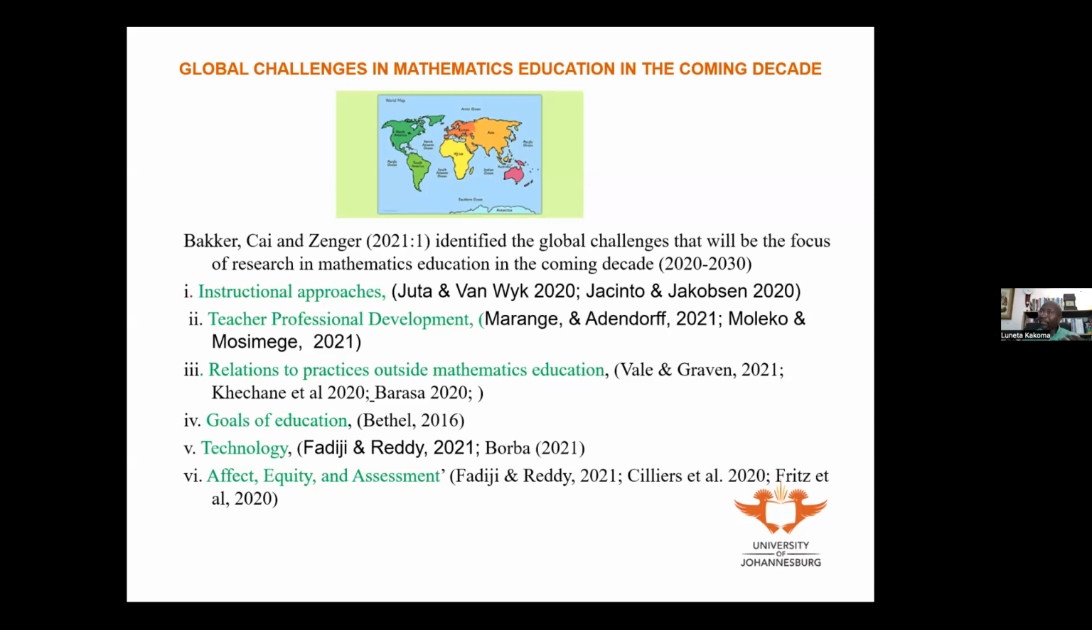And also the efficacy. How do we relate to our understanding and enjoyment of mathematics? The equity. How do we ensure that everyone is catered for, despite their economic backgrounds and so on? And assessment. How best do we assess the subject? So these will be the critical areas of research in the coming decade.